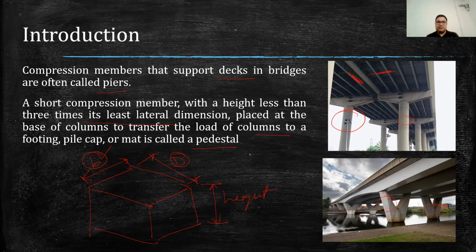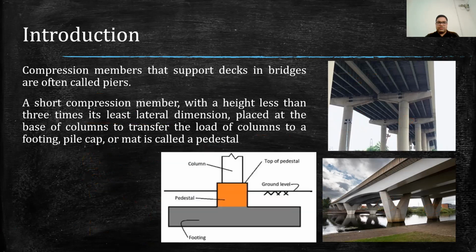As per definition of pedestal, a pedestal is basically a compression member whose height is less than 3 times of its least dimension, which means this H will be less than 3 times of B. So that is the definition of pedestal. Generally we provide this pedestal below the column and above the foundation so that the load of column can be transferred to the foundation easily. I will show you in this diagram.